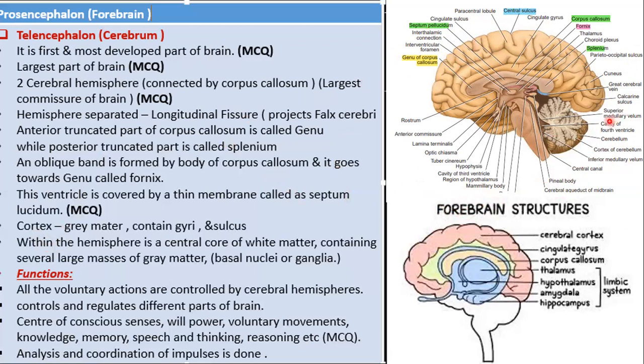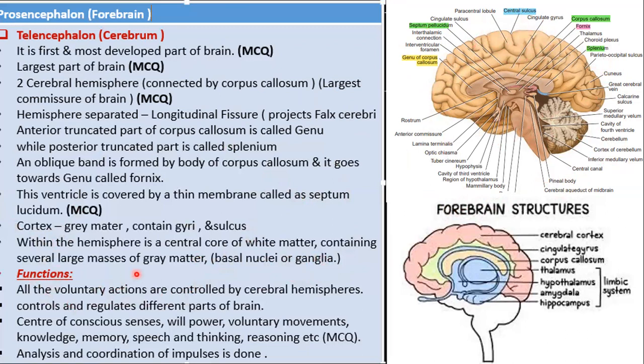Cortex consists of the gray matter, and the gray matter consists of sulci and gyri, and these sulci and gyri basically increase the surface area of the cortex. Then within the hemisphere there is white matter which contains several masses of gray matter, that is the basal ganglia, and the nucleus is just a basic thing.